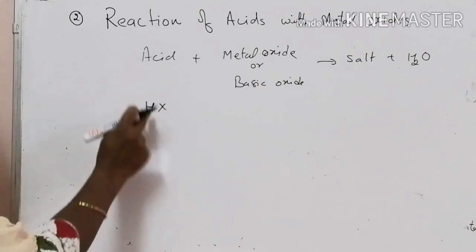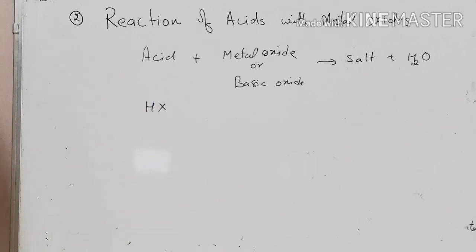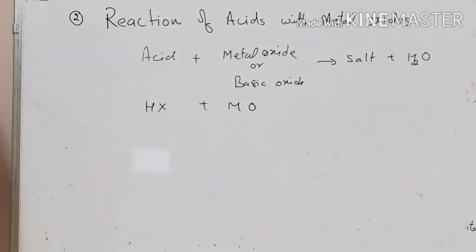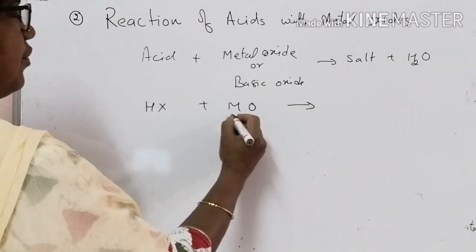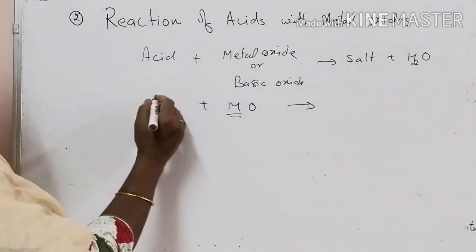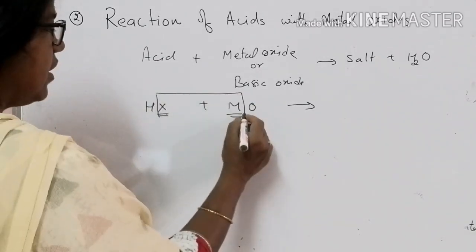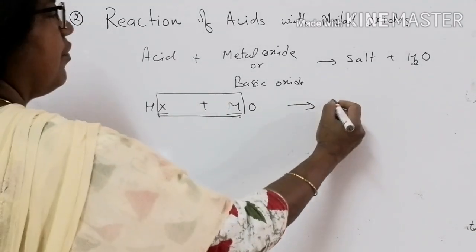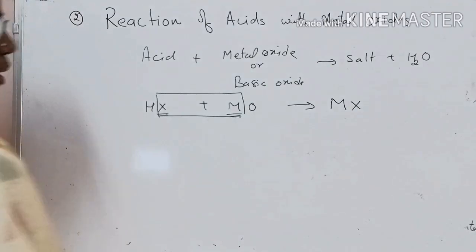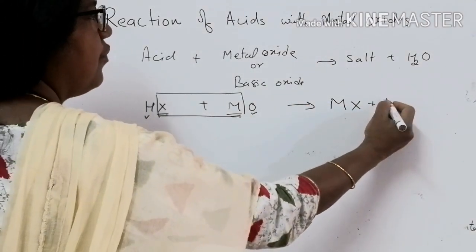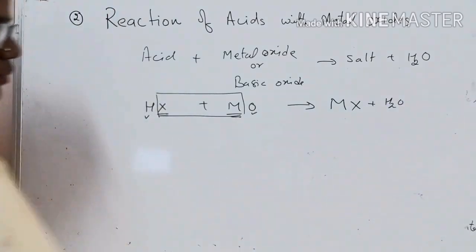HX. Suppose it is the general formula for an acid, HX. Metal oxide, MO. The metal reacts with this X, that is the acid radical of the acid, to form salt with formula MX, and hydrogen reacts with oxygen to form water.